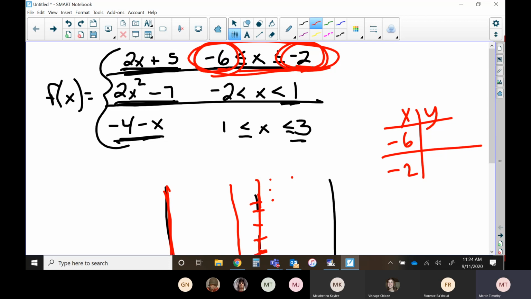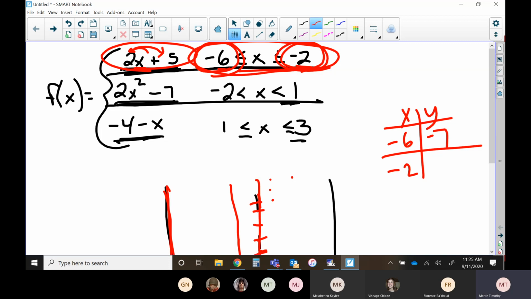If I have x, what do I have to do to find the output? You got to plug the number into this equation. So I'm plugging in -6. So I'm going to go negative 6 times 2, which is negative 12, and then negative 12 plus 5, which is negative 7. There's how I got my output.